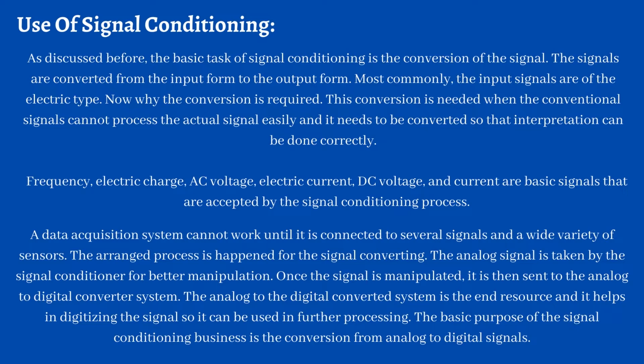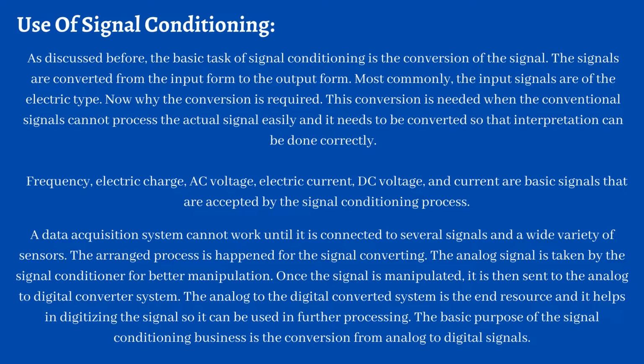Frequency, electric charge, AC voltage, electric current, and DC voltage are basic signals that are accepted by the signal conditioning process. A data acquisition system cannot work until it is connected to several signals and a wide variety of sensors. The arranged process happens for the signal converting. The analog signal is taken by the signal conditioner for better manipulation. Once the signal is manipulated, it is then sent to the analog to digital converter system.